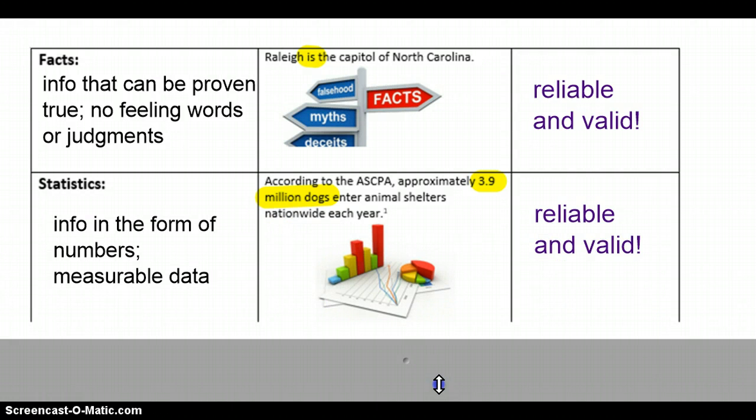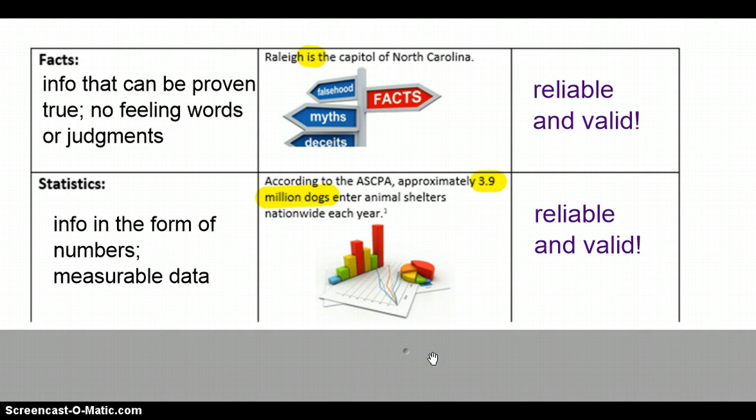Another type of evidence we're discussing this week is a statistic. Statistics are information in the form of numbers, which means it's measurable data. An example: according to the ASPCA, approximately 3.9 million dogs enter animal shelters nationwide each year. The number 3.9 million dogs is a statistic. It's something I can prove with math.